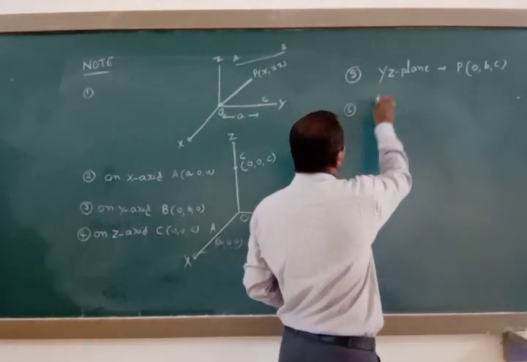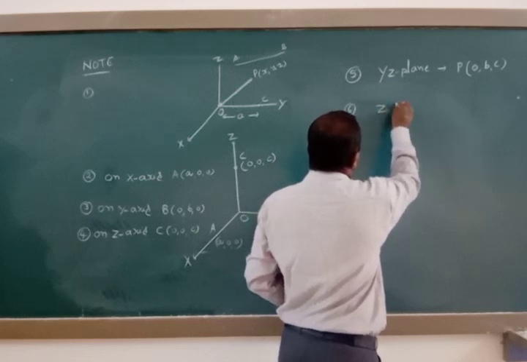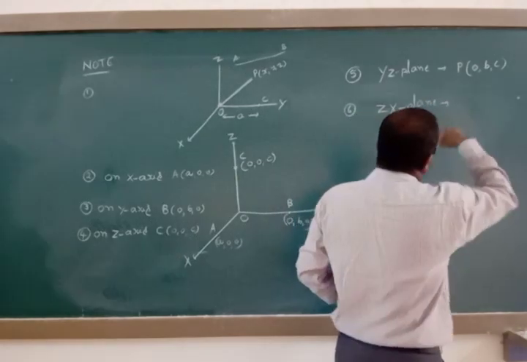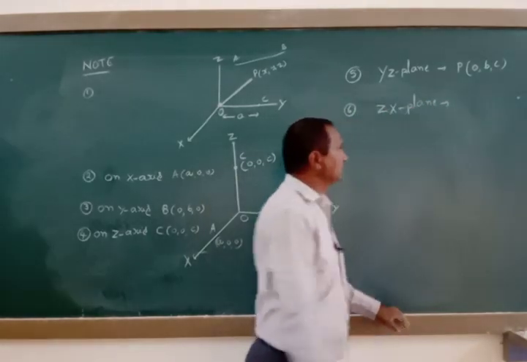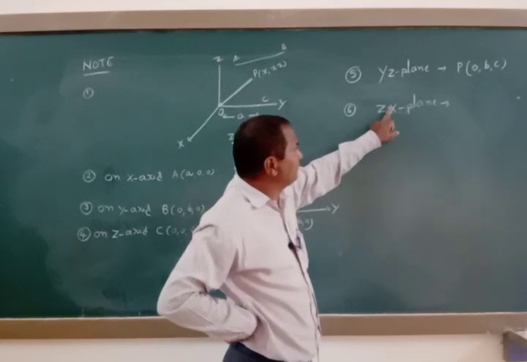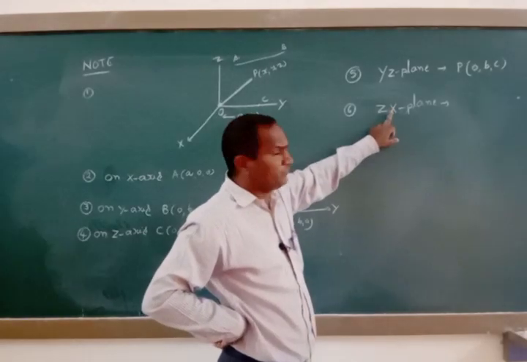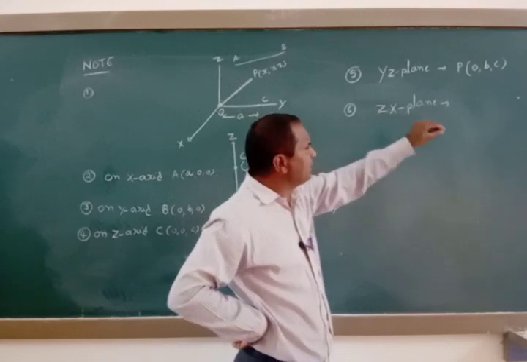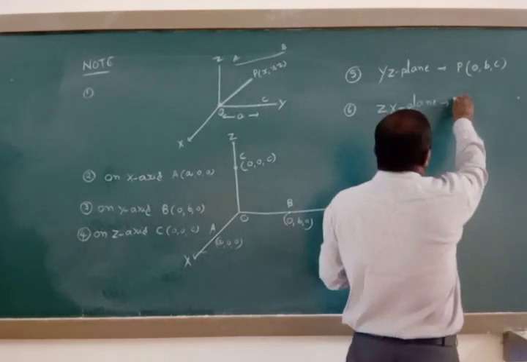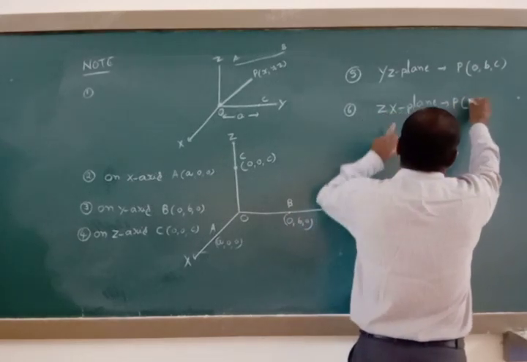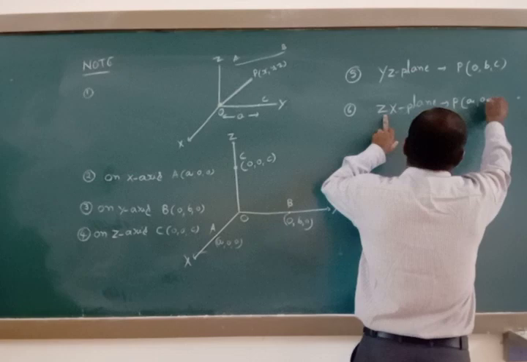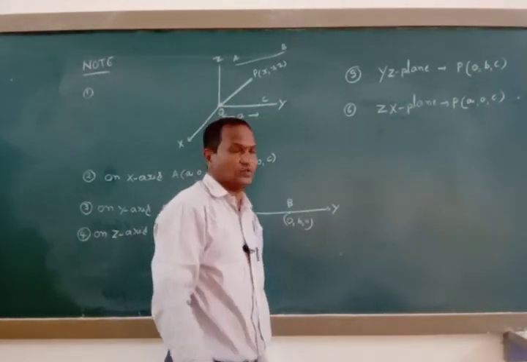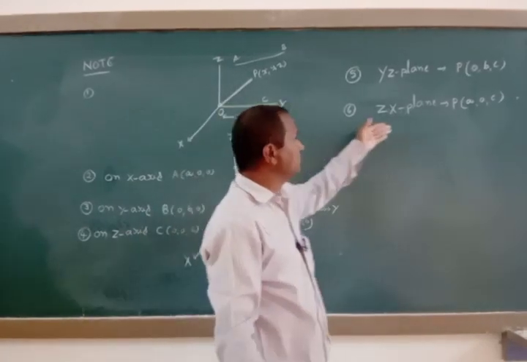Sixth, the zx plane. If any point lies on the zx plane, we will not see the y term here. When we are not seeing the y term, instead of that we write 0. In this case the point becomes (a, 0, c). Instead of y I have written 0. That is the point that lies on the zx plane.